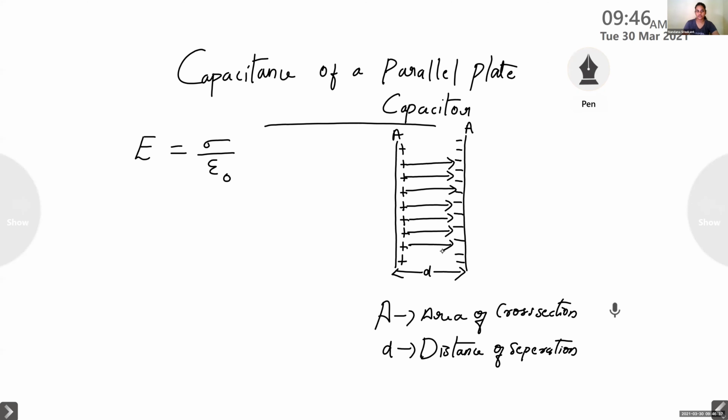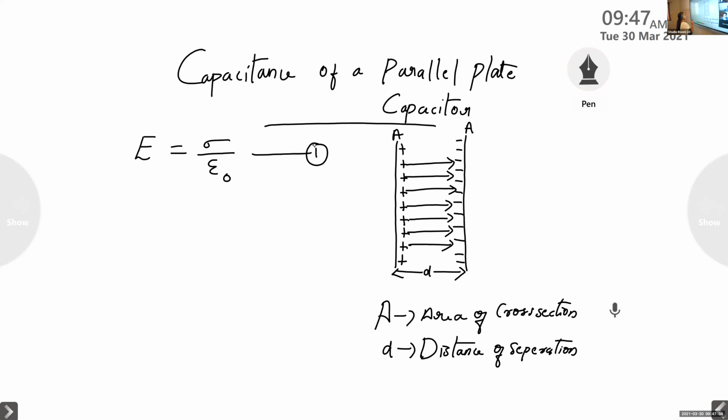Permittivity of free space. Here sigma is the surface charge density and epsilon 0 is the permittivity of free space. We are taking it as free space because the medium between them is an insulator, and here we consider it as air or vacuum. So the electric field between these two conductors is given by the equation E is equal to sigma by epsilon 0.